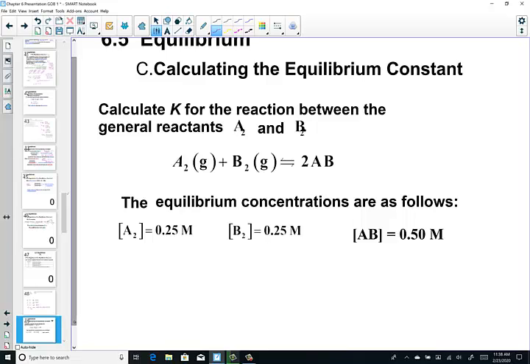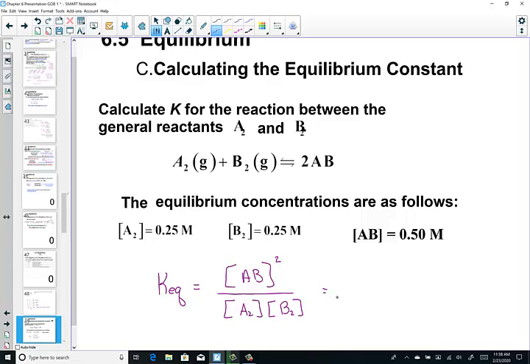We're going to calculate K for the reaction between the diatomic element A reacting with the diatomic element B to form 2 compound AB. So let's start by writing our equilibrium expression. The concentration of the product, AB, would need to be squared based on its coefficient of 2, set over the concentration of the element A and the concentration of the element B. Those are first powers since their coefficients were 1.